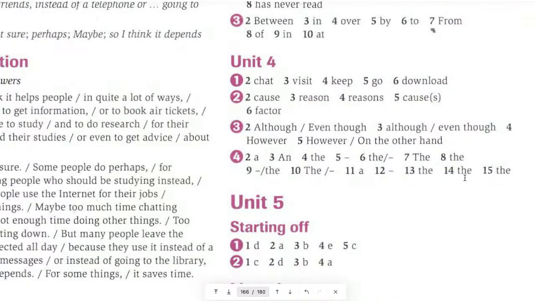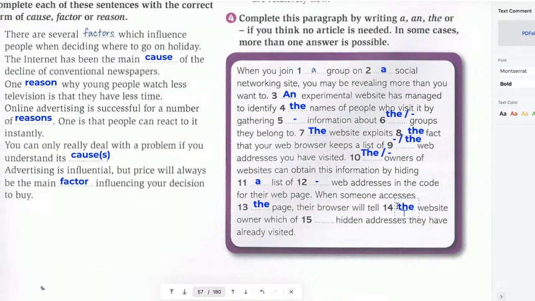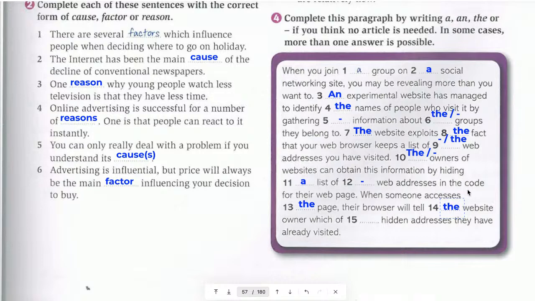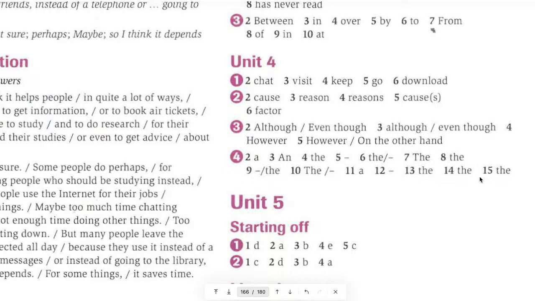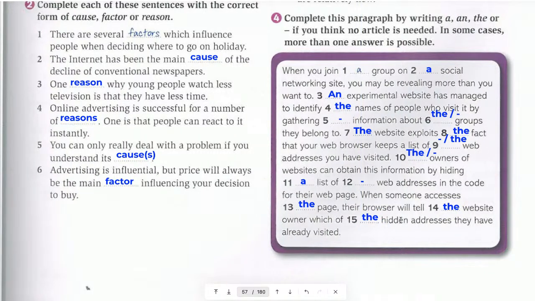Number 14, what's that? "The", of course, it's very clear. The website owner. So it must be very specific, right? Only the website owner, that is the owner of that particular page or that particular website, we earn something from here, or we learn or we know something from here. So the website owner, which of what? Number 15. "The" as well, okay? The hidden addresses. Their browser will tell the website owner which of the hidden addresses they have already visited.